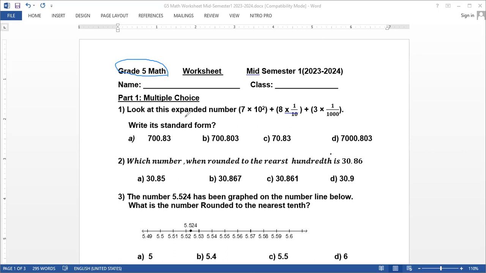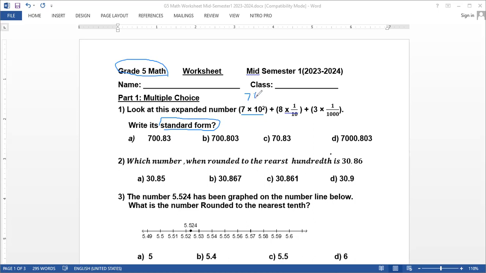Look at this expanded number: 7 multiplied by 10 power 2 plus 8 multiplied by 1 over 10 plus 3 multiplied by 1 over 1000. What is the standard form? The standard form is the number as we read it, as we write it. Now here look at the first number, 7 multiplied by 10 power 2. A number multiplied by 10 power 2 means it's hundreds, so it's 700.